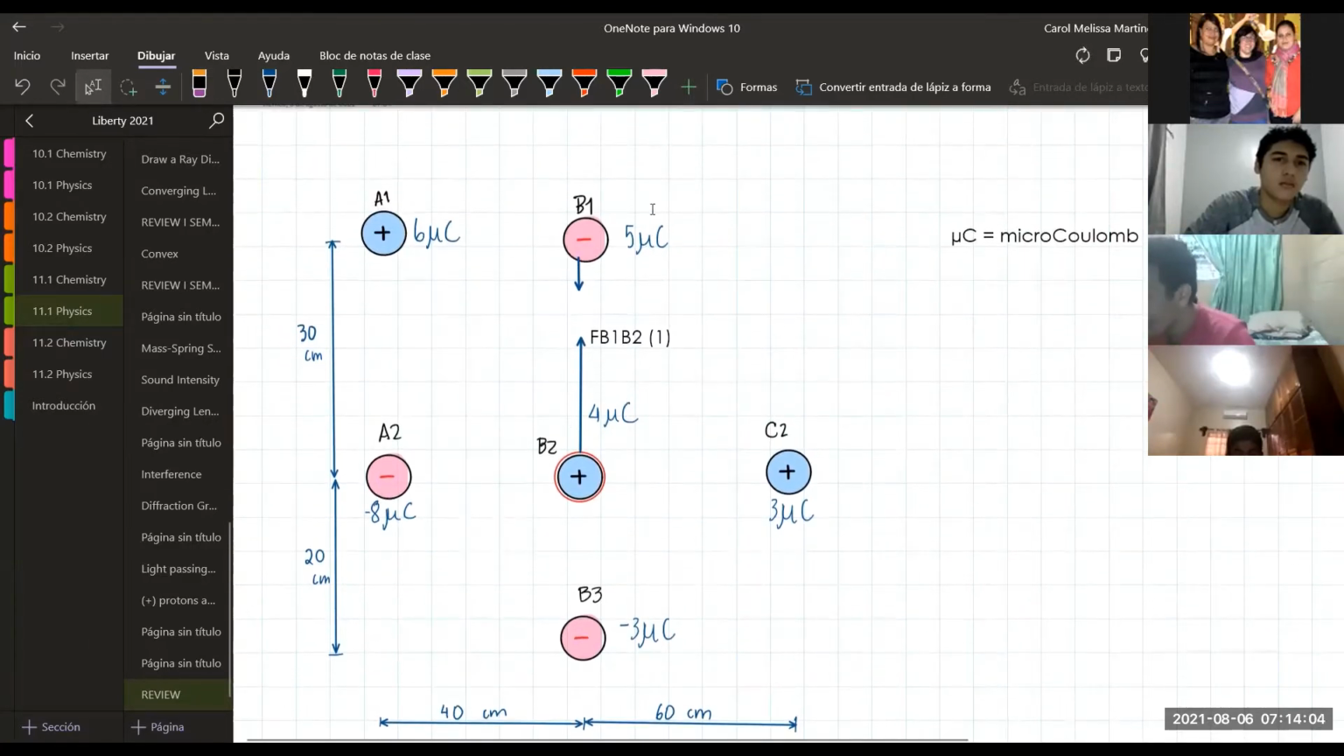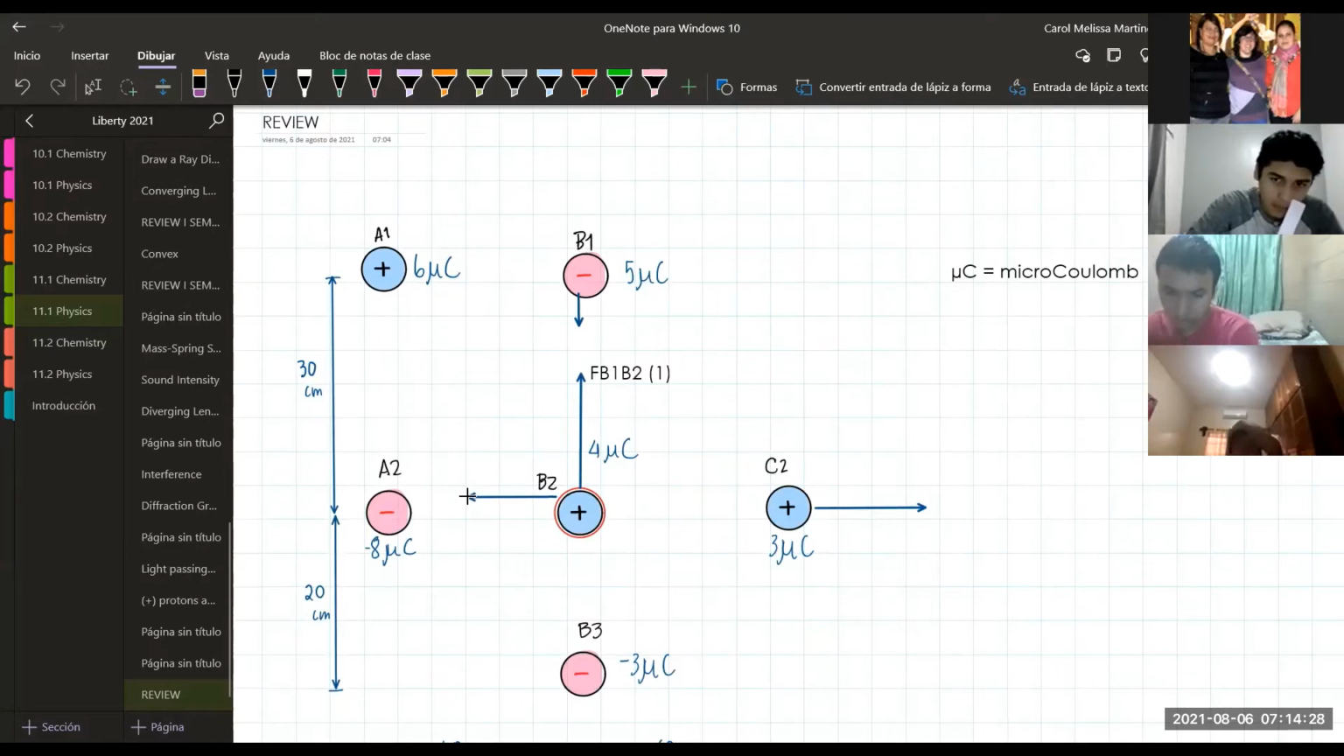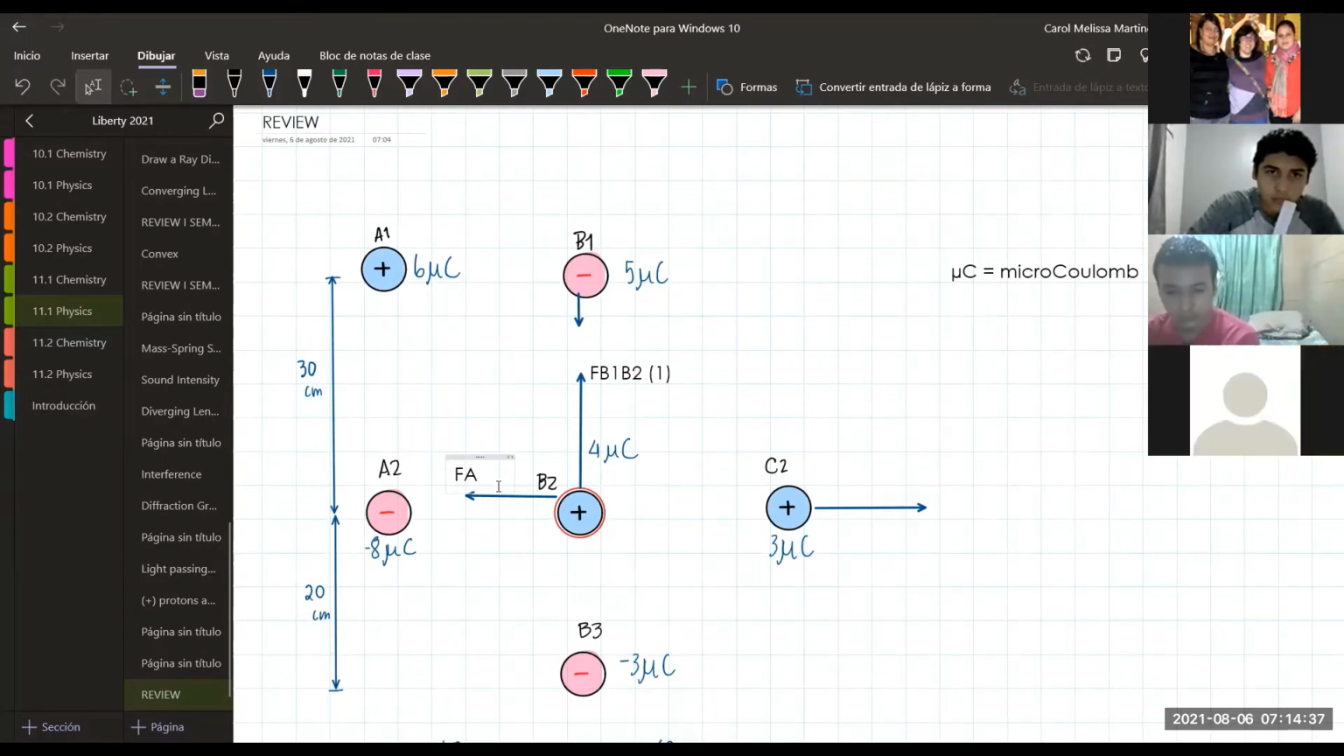Now, I will continue with this force right here. I'm going to analyze these two particles. Because the two have the same signs, it's going to be a repulsion, okay? And repulsion means that the particles want to be apart. So right now I have another force right here. I'm going to call it force A2 B2, and it's going to be my second force.